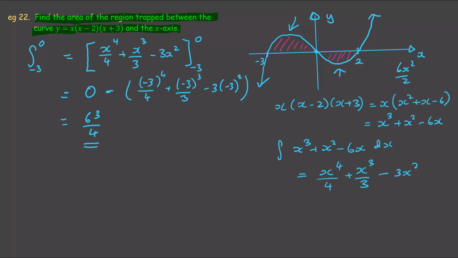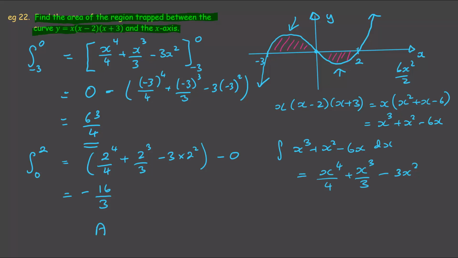Now if we deal with this bit, that will be the integral from 0 to 2. And so that one is going to be 2 to the 4 on 4 plus 2 cubed on 3, take away 3 times 2 squared, take away 0, which gives us negative 16 on 3.